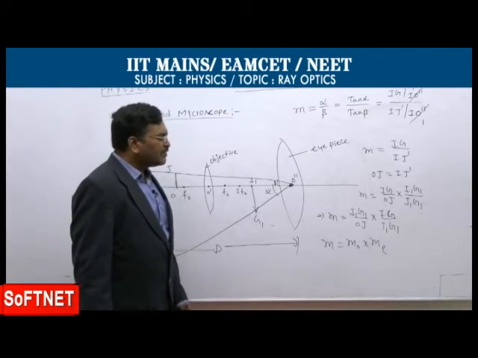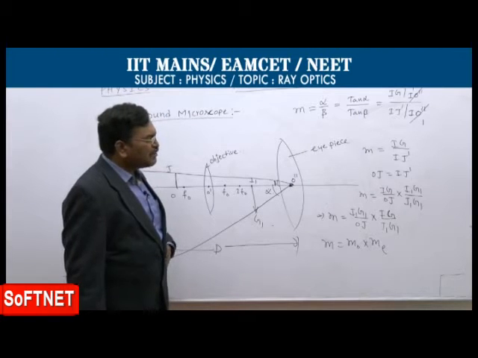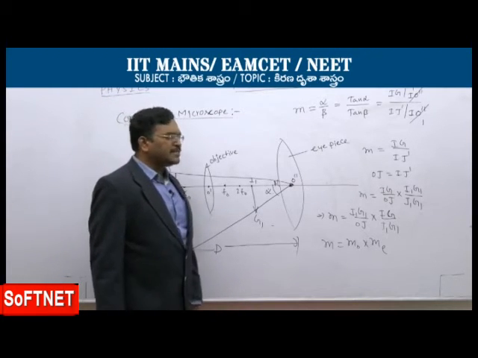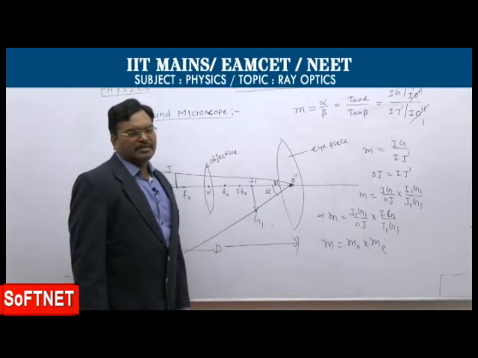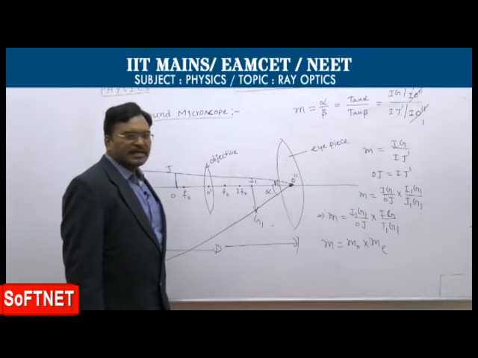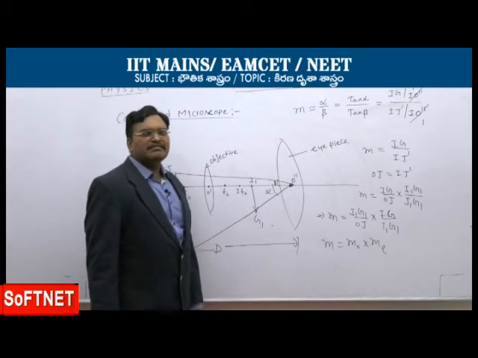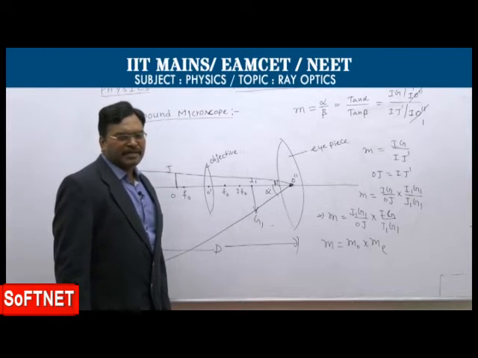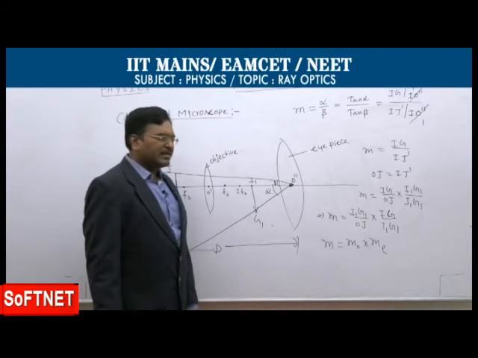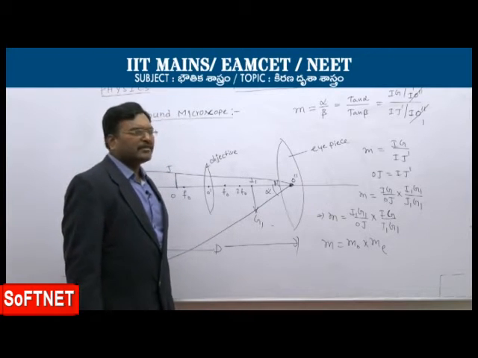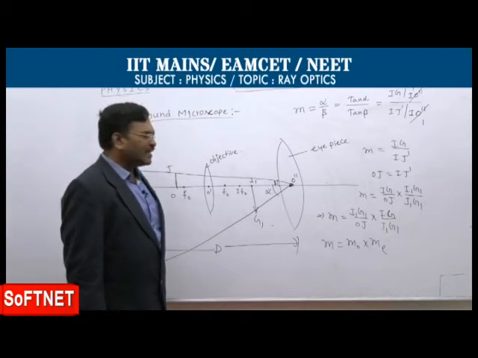Now, M is equal to M naught into Me. M naught is the magnification of the objective, and Me is the magnification of the eyepiece. As I just explained for the simple microscope, when the image is formed at the near point, the magnification is 1 plus D by fe. When the image forms at the far point, Me is equal to D by fe.